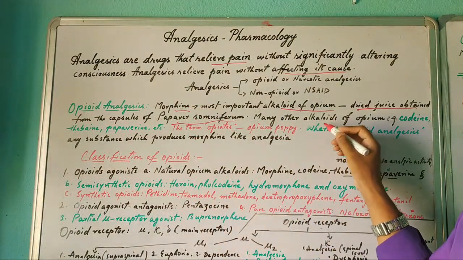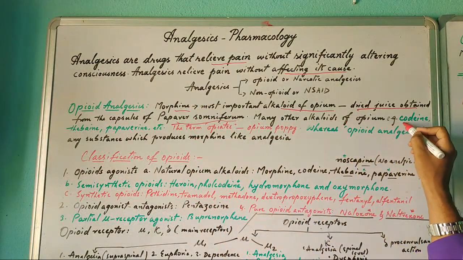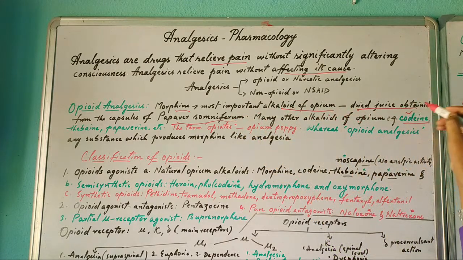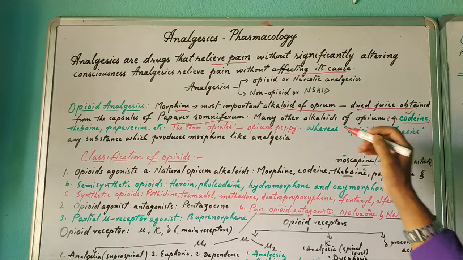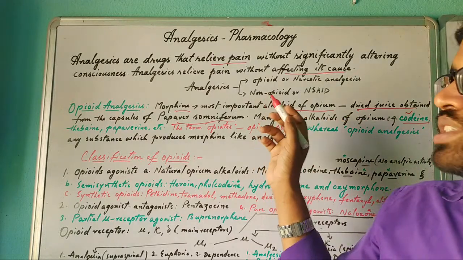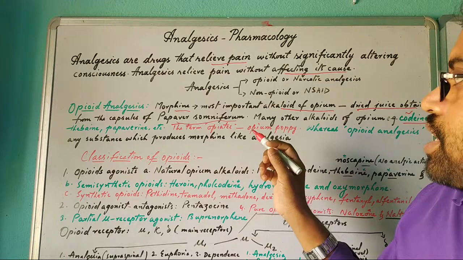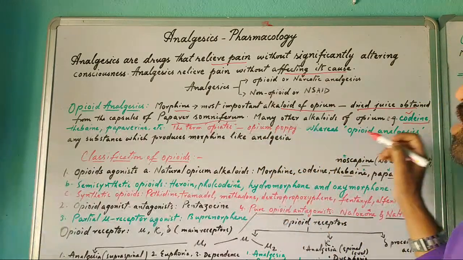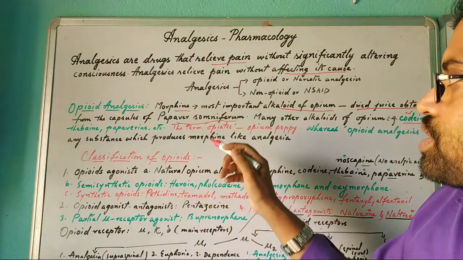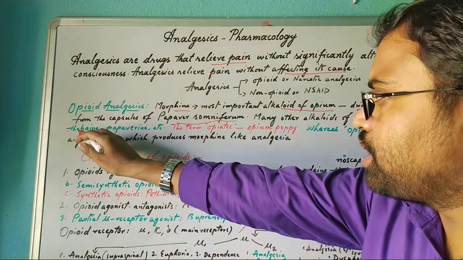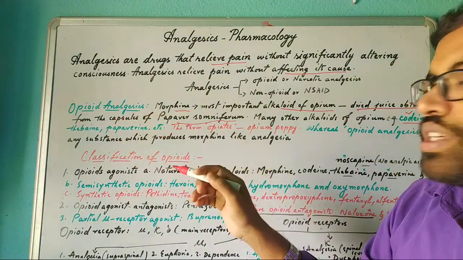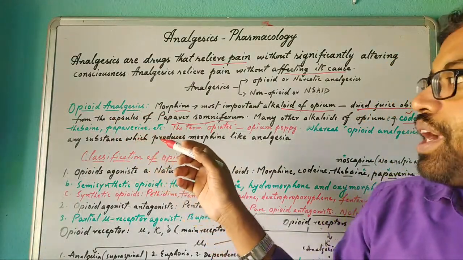Then there are many other alkaloids of opium, for example codeine. Codeine is less effective, so it has fewer side effects, but morphine has more side effects because it is the strongest analgesic. So first is morphine, the most important. Then thebaine, papaverine, etc. These are the natural opioid analgesics, which are extracted from the plant.